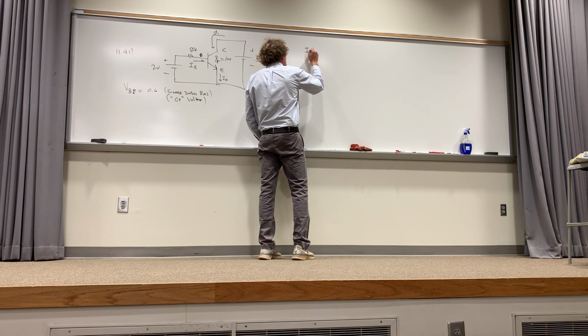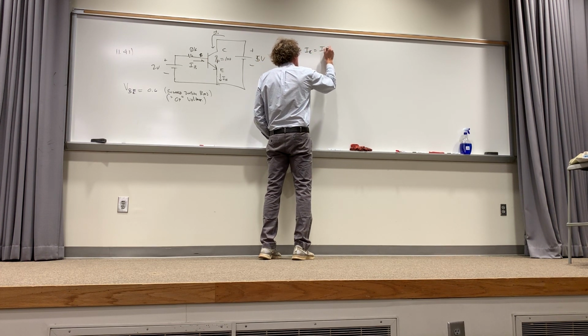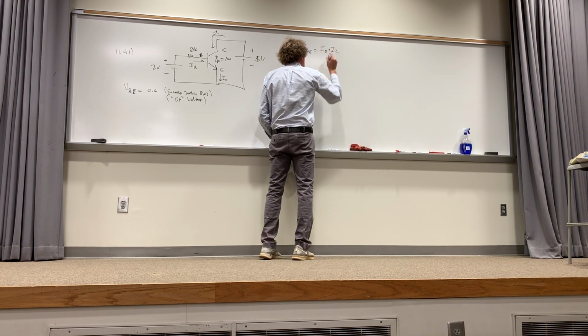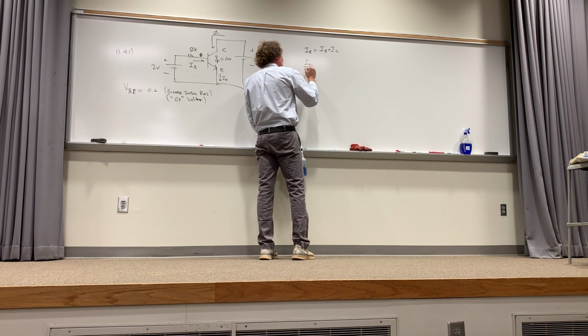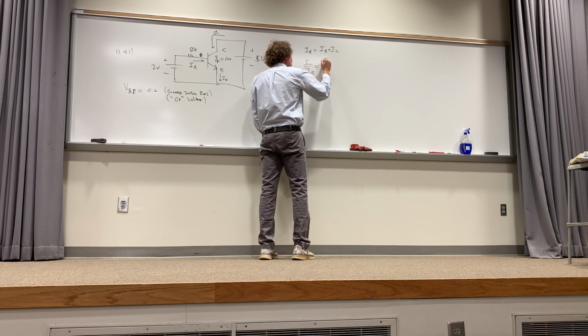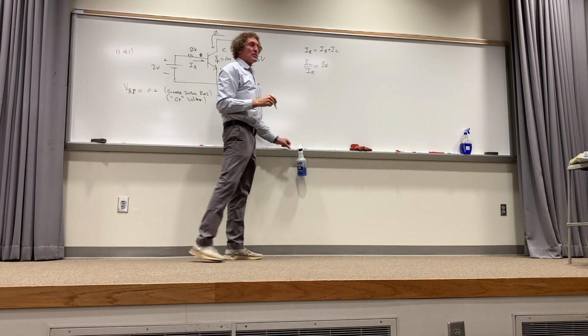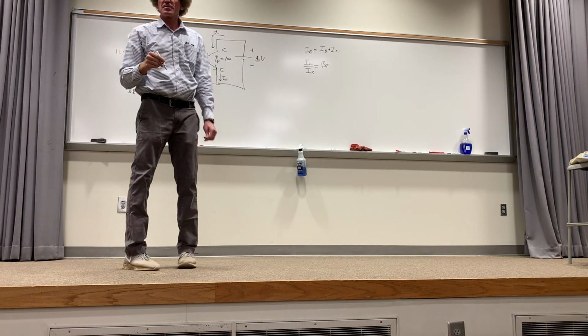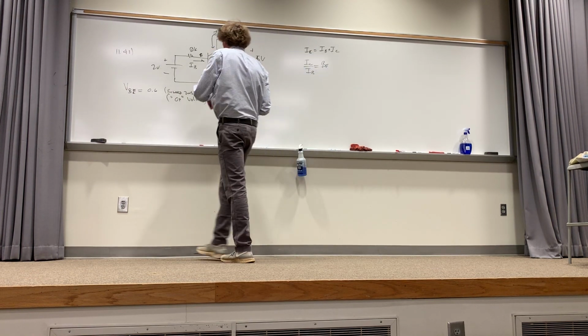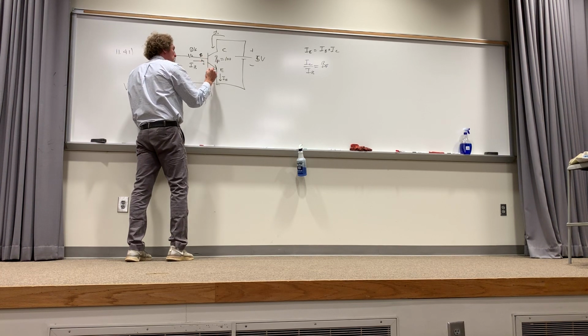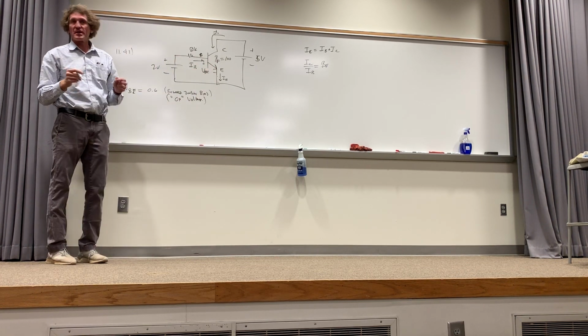So you could say that IE is equal to IB plus IC. The other relationship is that IC over IB is beta forward. Those are the two relationships you need for this. And one last thing: for current to flow in this, the base to emitter voltage has to be 0.6 of a volt.